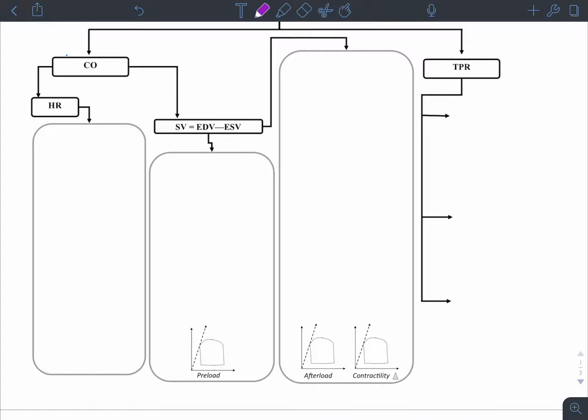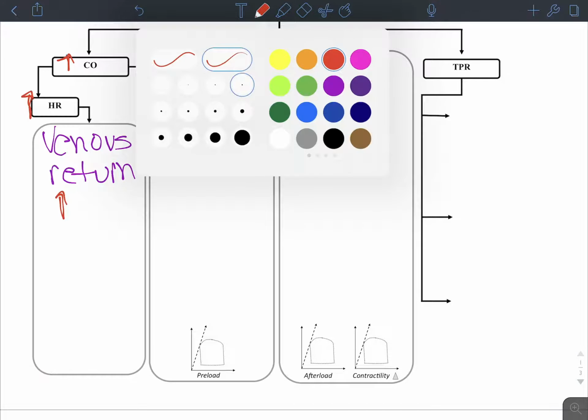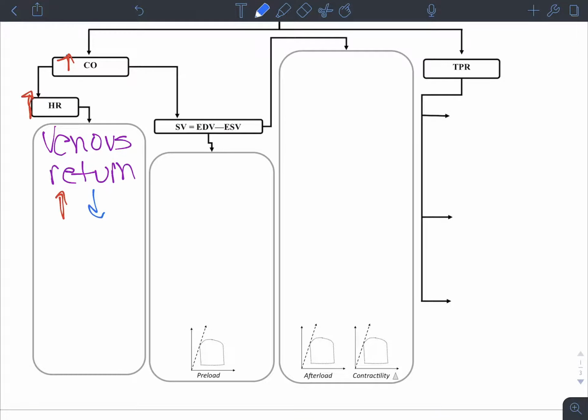Okay, so the next thing that we have to think about is venous return. Venous return is the amount of blood that comes back into the right atrium. If we increase the amount of blood that comes into the right atrium, well, then the heart is going to think we need to contract more often so that we can move that blood efficiently, so that'll increase heart rate, which will in turn increase cardiac output. If we decrease venous return, that will decrease heart rate and thus decrease cardiac output.